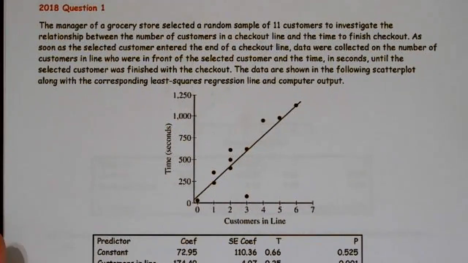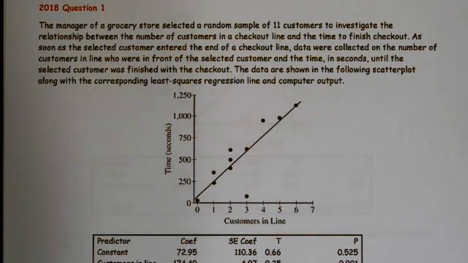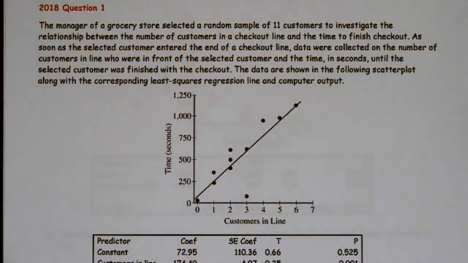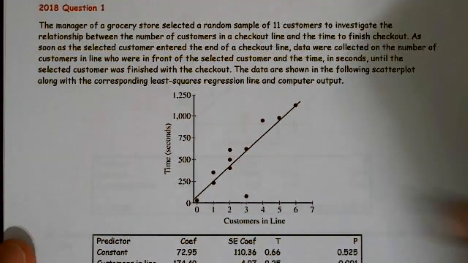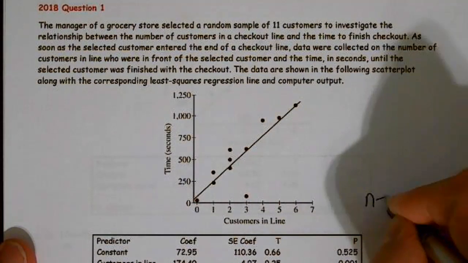All right, this is our first regression problem. 2018 question 1: the manager of a grocery store selected a random sample of 11 customers to investigate the relationship between the number of customers in the checkout line and the time to finish checkout. I'm going to write down n as 11 because I might need that.